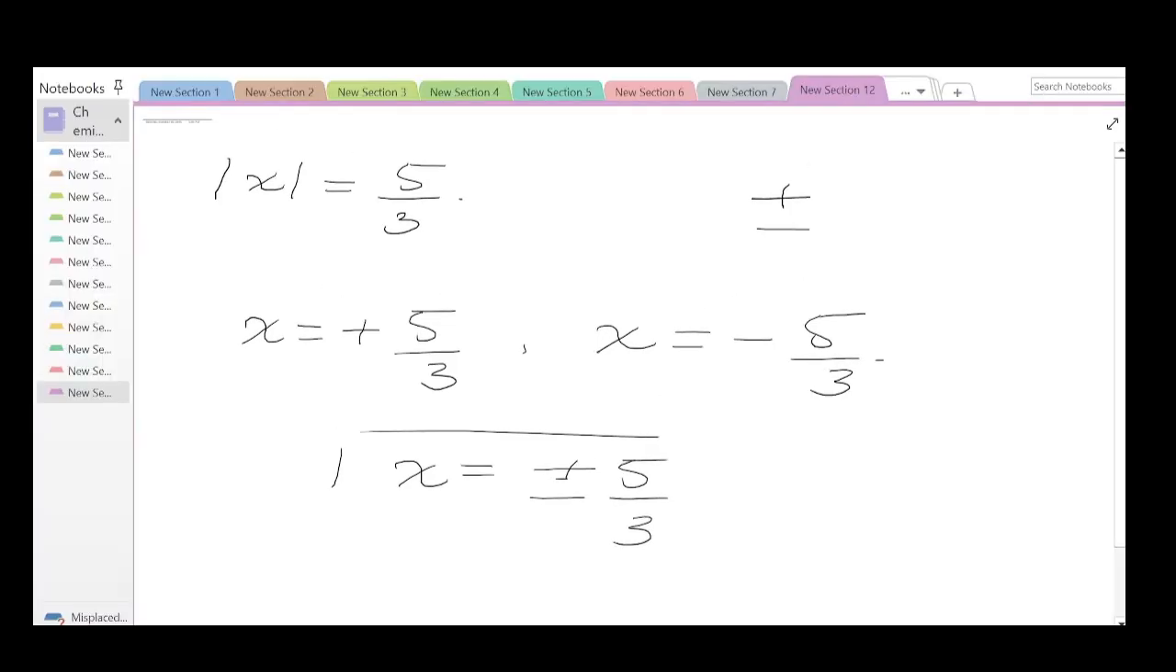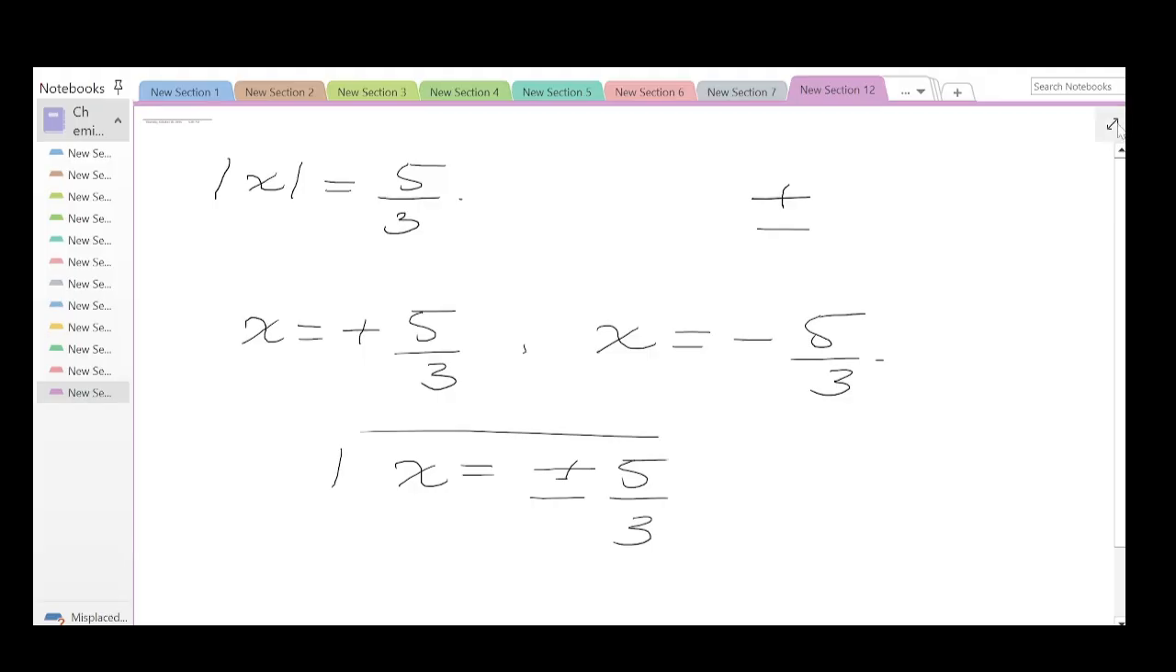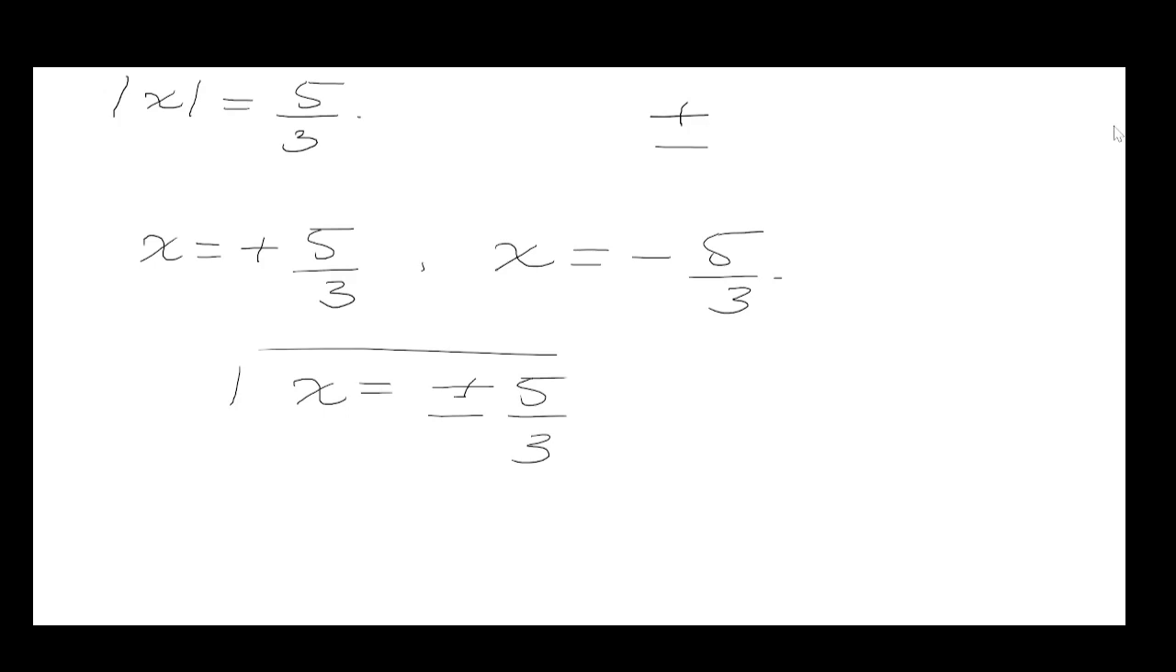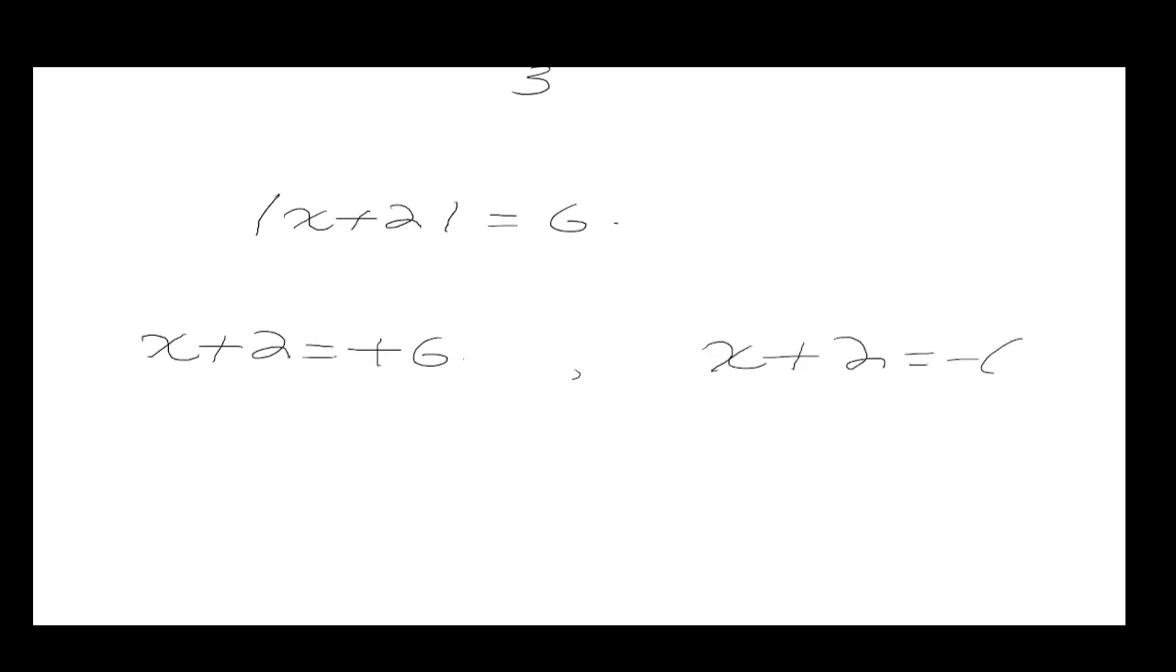Now let's move on to question number 2. Here we have x plus 2 is equal to 6, and just a reminder that x plus 2 is wrapped in the absolute value brackets. So how are we going to solve this expression? Firstly, we have |x + 2| = 6. This is an absolute value, so we can write x plus 2 is equal to positive 6, and then x plus 2 is equal to negative 6.